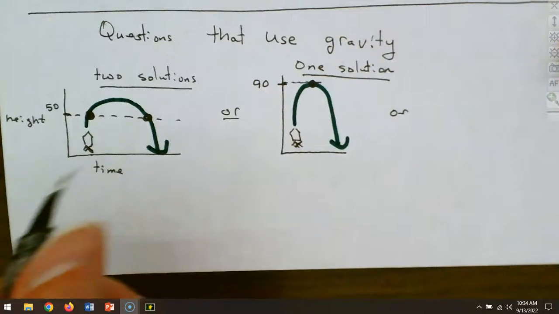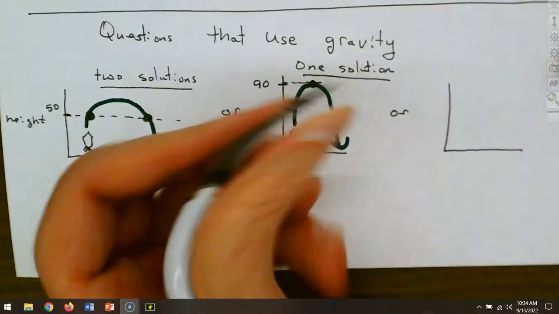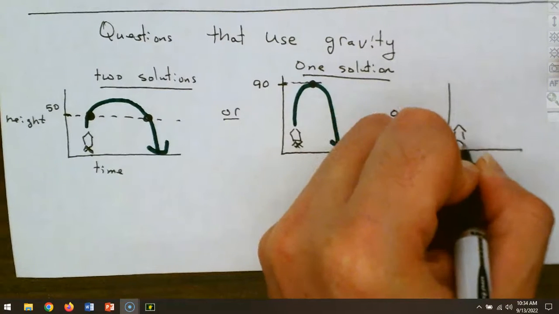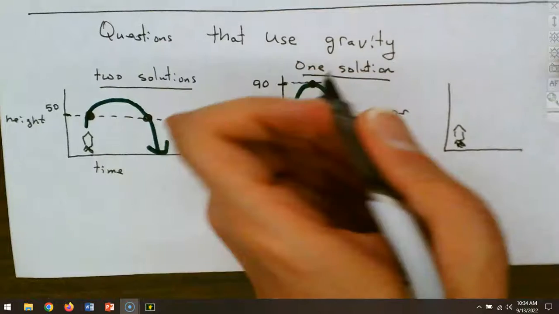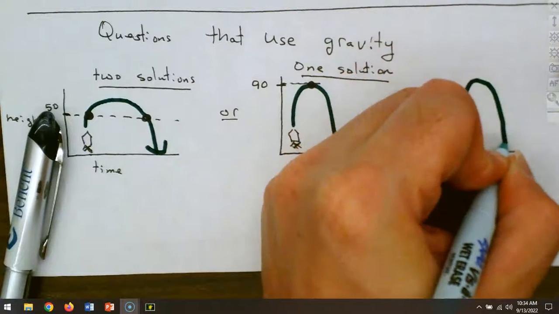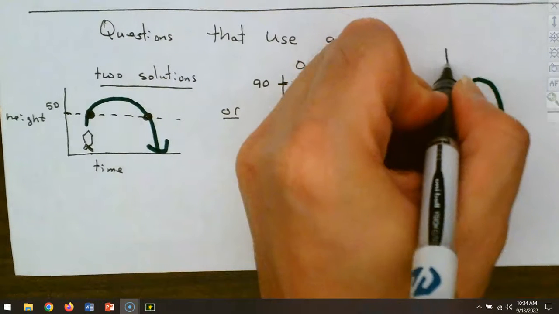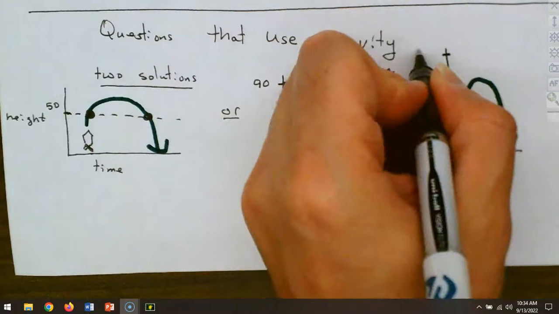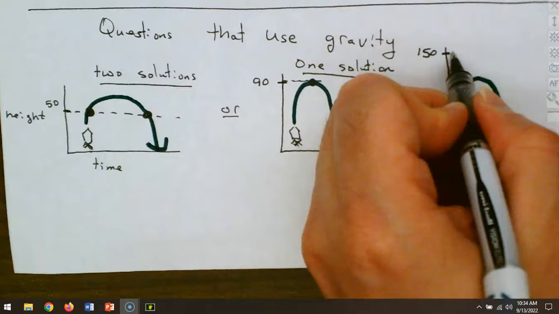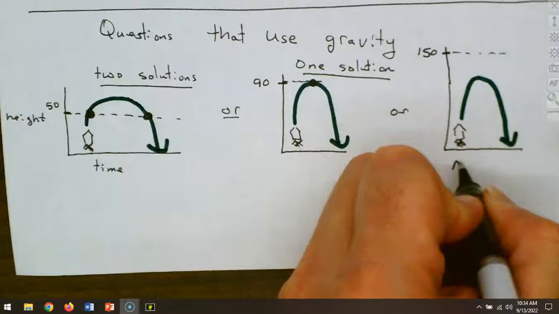How can you have no solution? Well, no solution would be, again, a similar figure. It's going to go up, and it's going to come back down. But this one would have no solution, because let's say I want this value up here. Let's say I want 150. Well, 150 never crosses, so this one has no solution.